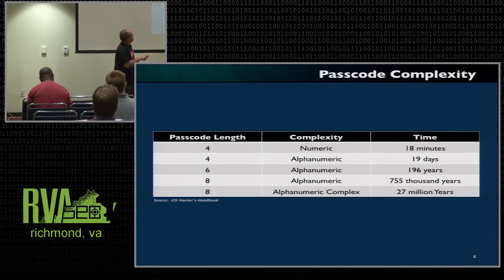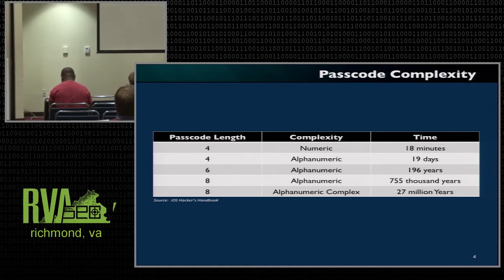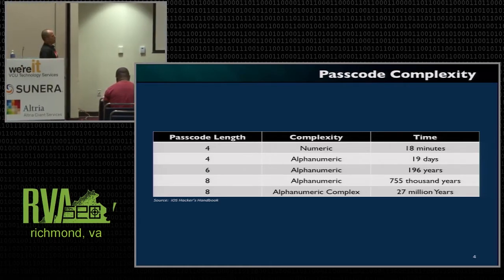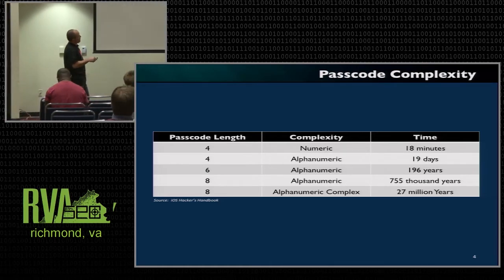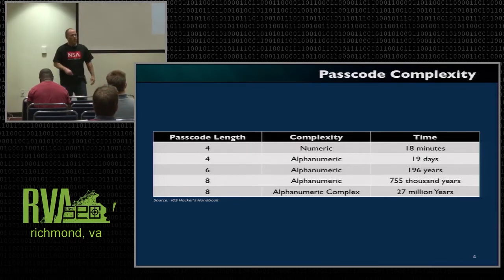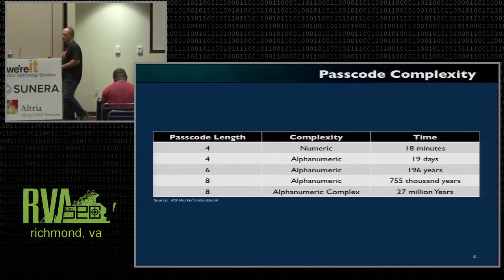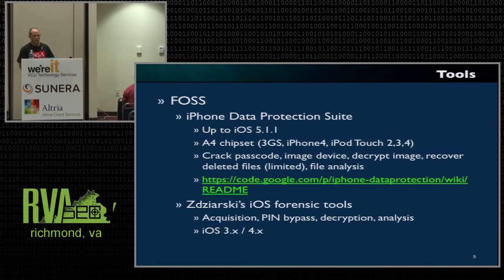So 18 minutes is a pretty good time to crack 4. It goes up to 19 days. You can see it exponentially increases. And these are with the complexity of the pins. So obviously, alphanumeric and alphanumeric complex, that's really where you want to be if you actually want to take advantage of the software-based encryption that is on these devices.